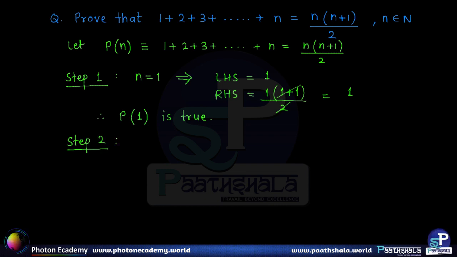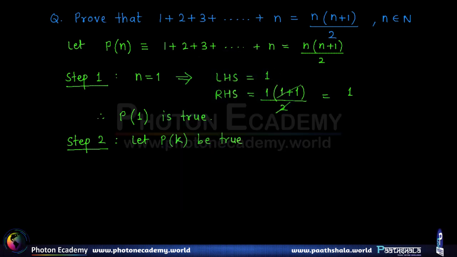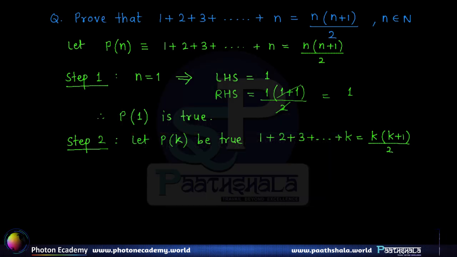Now here we assume the truth of P of k. So we say that for the time being we assume that P of k is true, then what it means is 1 plus 2 plus 3 plus so on up to k will of course be equal to k into k plus 1 upon 2. Alright.